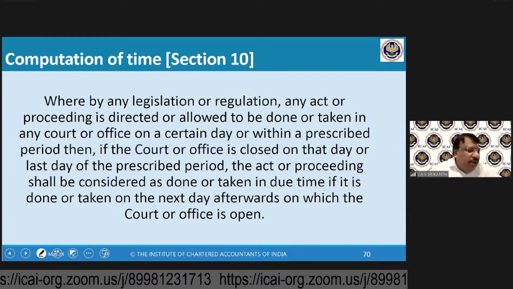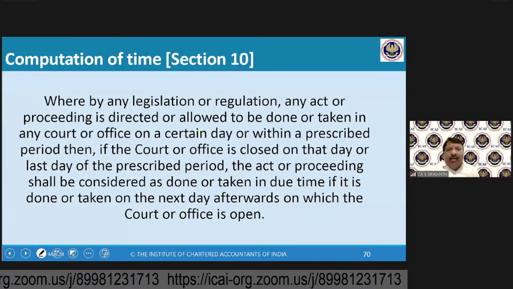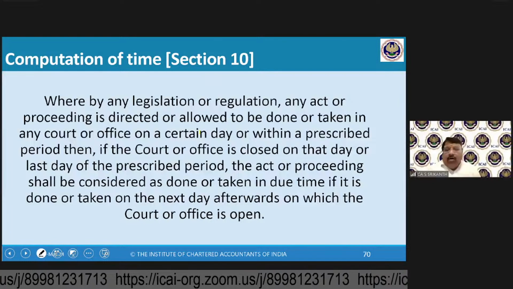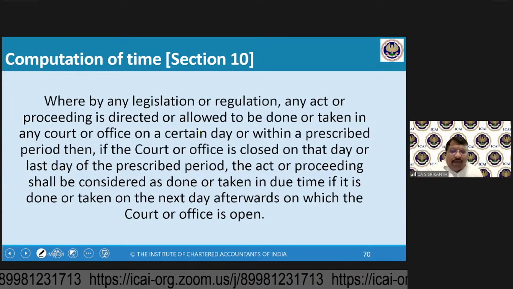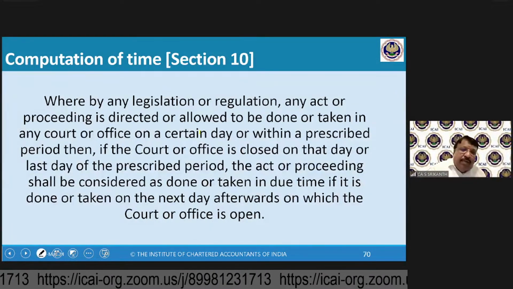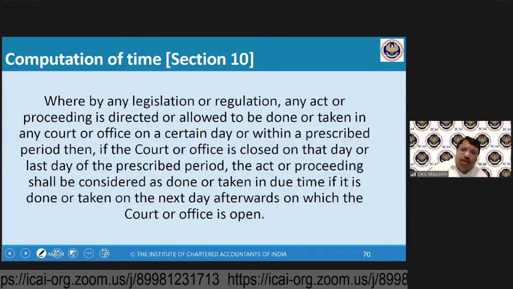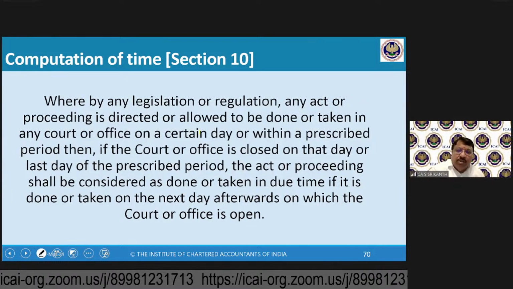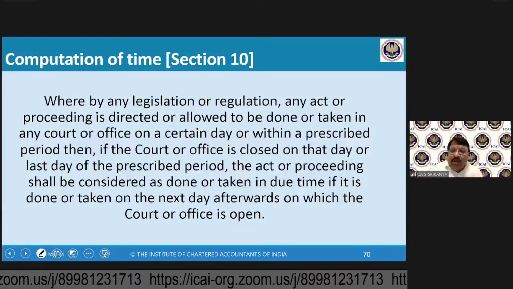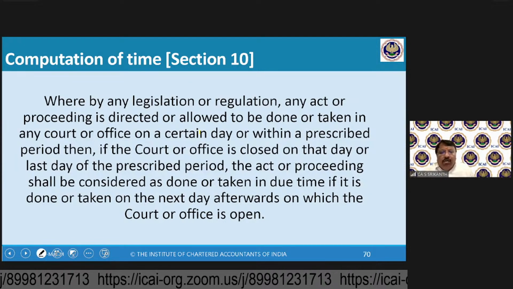Where by any legislation or regulation, any act or proceeding is directed or allowed to be done or taken in any court or office on a certain day within a prescribed period, and that court or office is closed on that day or the last day, the act or proceeding shall be considered as done or taken if it is done or taken on the next day afterwards on which the court or office is open. For example, in most parts of India, in summer, courts are closed, almost till June 6th. Only then will courts reopen. So in case your due date for filing the appeal falls in this period, you will not be able to file. You have to wait till the court opens, and on the first day when the court is open, you can go and file.